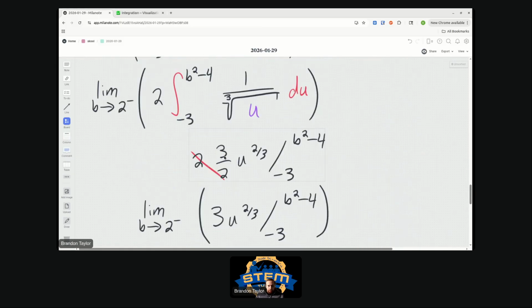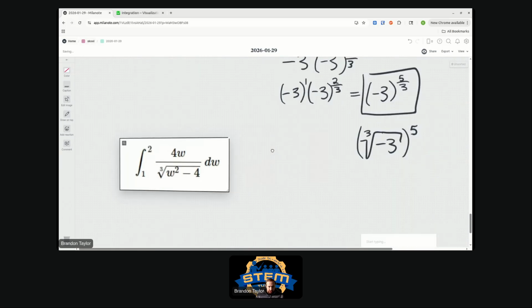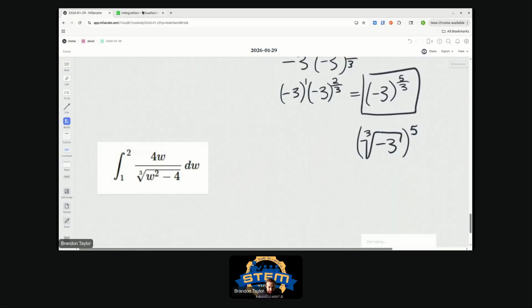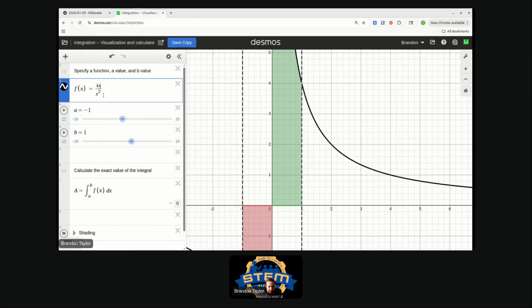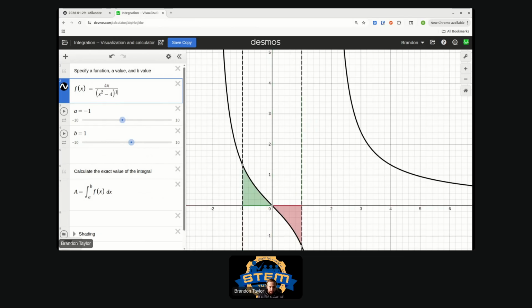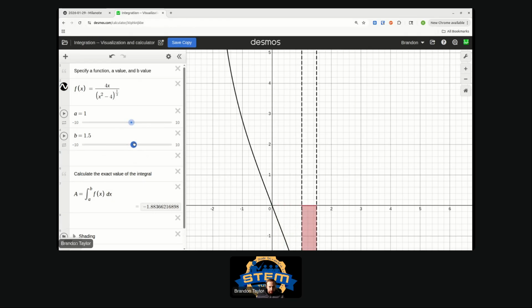Let's see if that's right. Let me grab the original integral that we started with. So actually, let's pull this down. This was the original integral that we started with. When I graph it, I'll just do x instead of w. But here, what was it? It was 4x over the cube root of x squared minus 4, like that. And then where are we going? We're going between positive 1 and then positive 2. And I get that.